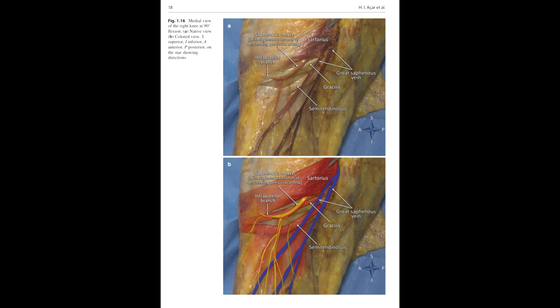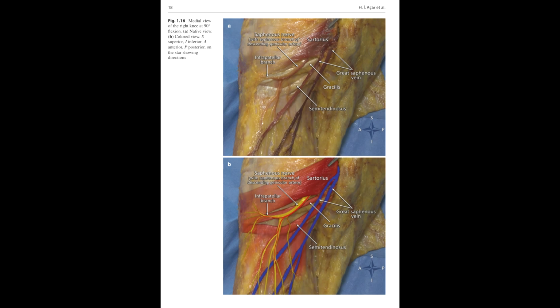From the nerve, a major branch extends forward, the infrapatellar branch. This little nerve passes anteriorly across the tibial tuberosity, providing sensation to the skin over the anterior knee. Running alongside, as always, is the great saphenous vein. Notice how intimately the vein and nerve travel together down the medial leg. This is clinically significant. When surgeons harvest the vein for bypass grafting, there is a real risk of injuring the saphenous nerve. The result? Persistent numbness or tingling on the medial side of the leg.